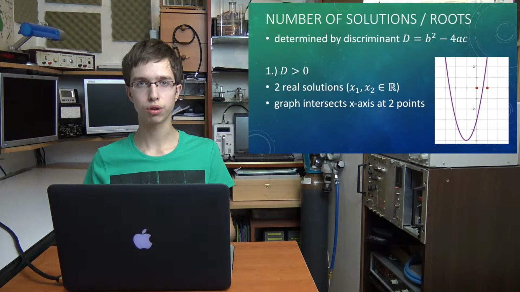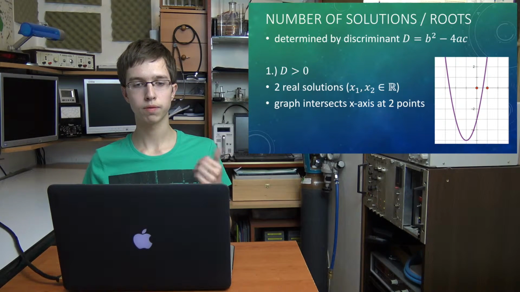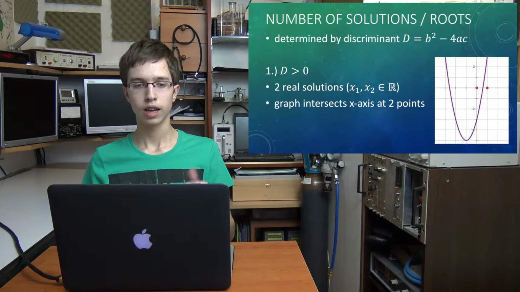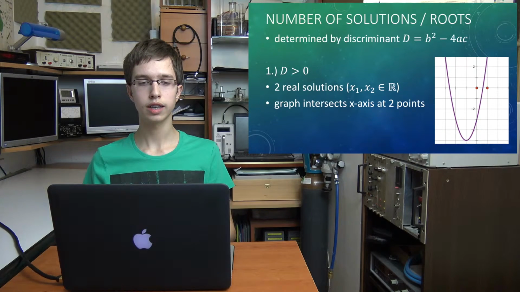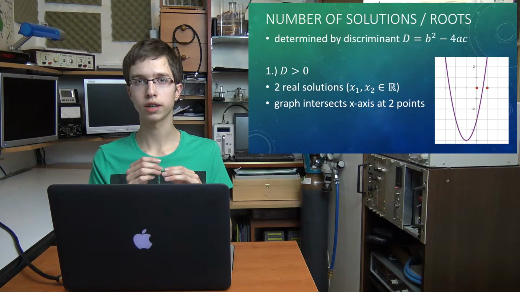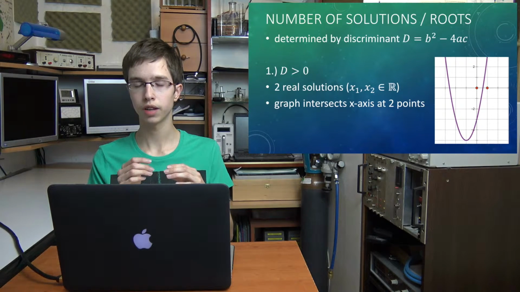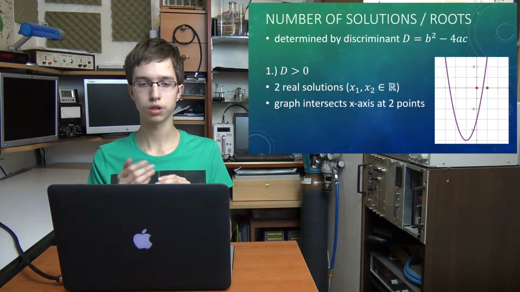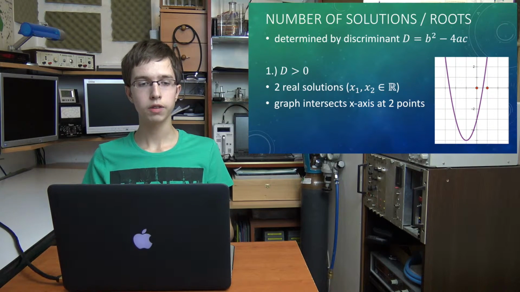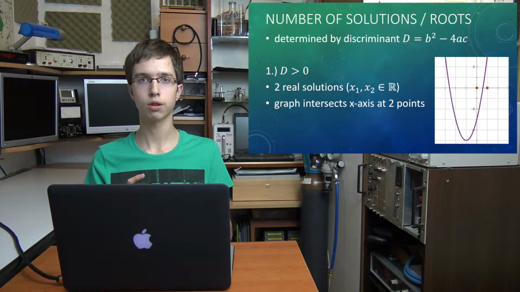The number of solutions, also called roots of quadratic equation, is determined by the discriminant, which is marked with big D, and it is b squared minus 4ac. And in the last slide we could see that this discriminant is part of the expression for solving a quadratic equation, under that root. And we have three basic cases of discriminant.